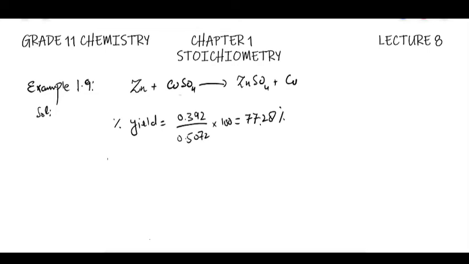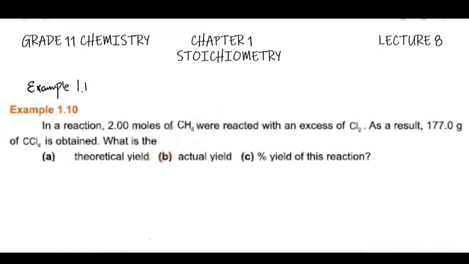the overall amount of copper produced is 77% of what we expect to be formed as a result of the balanced chemical equation. Next is example 1.10, and the question states that in a reaction 2 moles of methane were reacted with an excess of chlorine. As a result, 177.0 grams of CCl4, that is carbon tetrachloride, is obtained. What is the A theoretical yield, B actual yield, and C percent yield of the reaction?